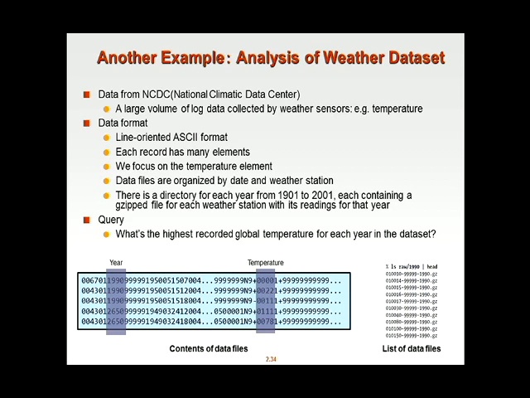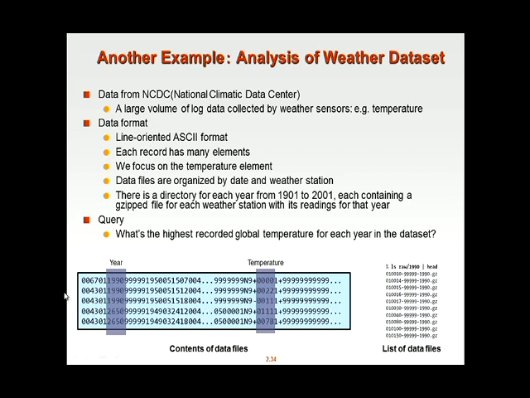So this is a weather data set from the National Climatic Data Center. It's a large volume of log data from a lot of weather sensors. And what we care about here is only the temperature. The data format is like this. It's a long line, and each record has a lot of elements, a lot of attributes. We only care about the temperature.